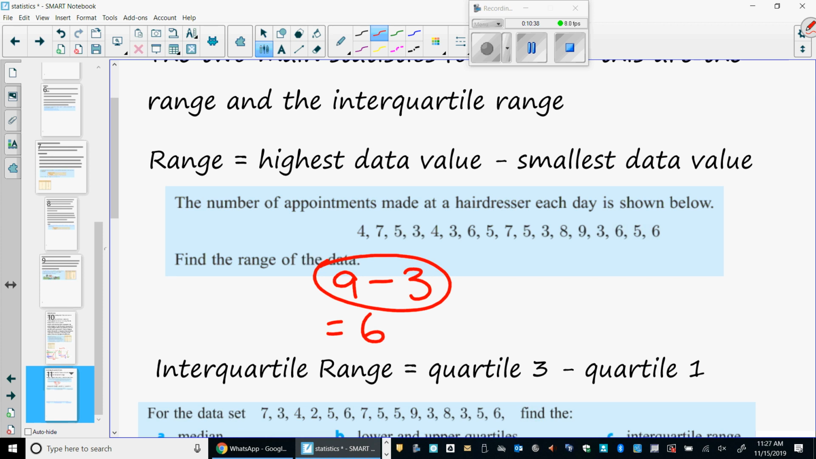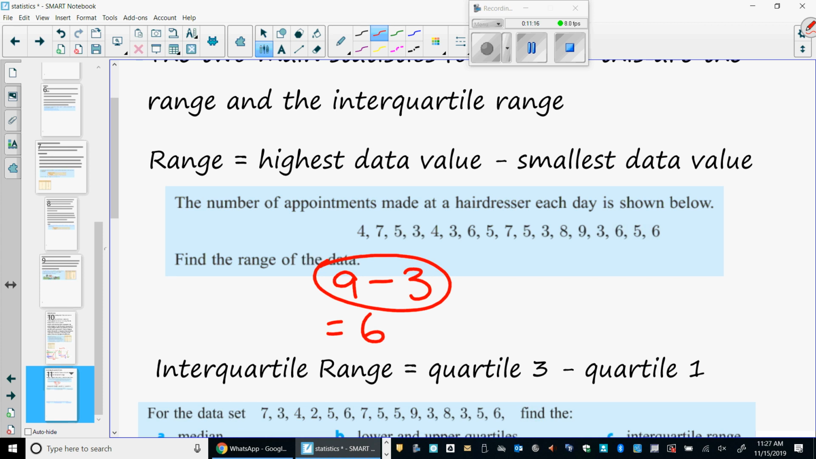If I said to you, what's the range of results? You may say to me, it ranges between 3 and 9. So you would use the word range to tell me what the numbers are. But if I said, what's the range of this data, mathematically, like what's the maths answer, you'd tell me 6. I don't know if it's between 20 and 26, or 100 and 106. I just know that there's a range of 6 between the highest number and the lowest number.